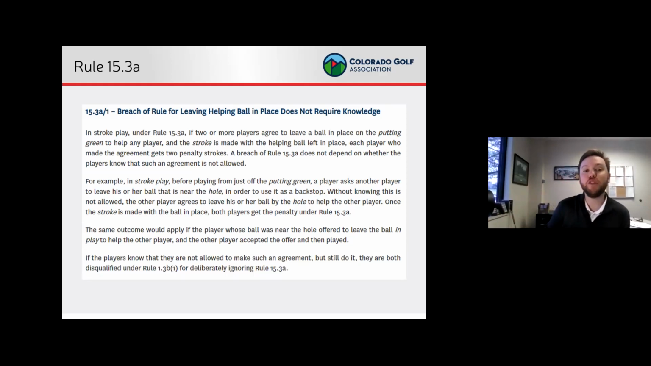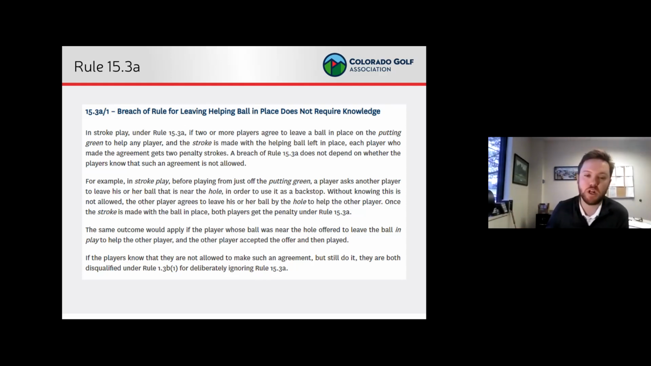Conversely, if the players know that they're not allowed to make such an agreement, but still do it, they are both disqualified under 1.3b1 for deliberately ignoring the rules, in this case, ignoring 15.3a. So if we're playing and I say, well, I know it's not okay to backstop, but that's a dumb rule. We're going to do it anyways. Go ahead and play. And he says, yeah, it's stupid. Let's just go ahead and do it. As soon as that stroke's made, again, we're both disqualified because we knew a rule and deliberately agreed, again, there's verbal communication there, to not adhere to it. So this rule could escalate. And if we didn't know, okay, we didn't know it's 2 strokes. But if you did know, okay, you just deliberately agreed to breach the rule of golf.